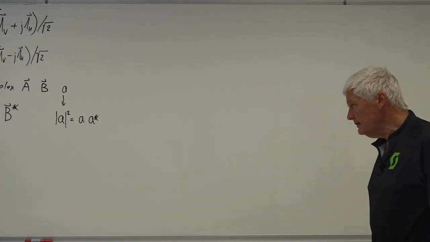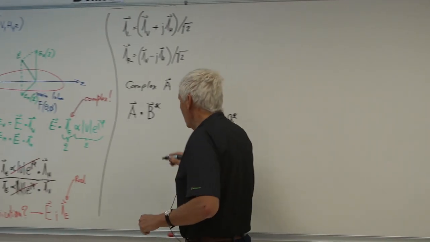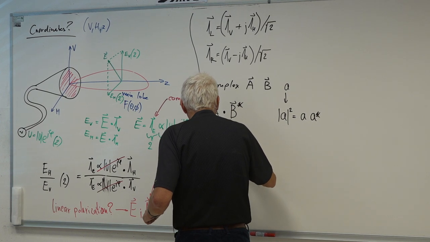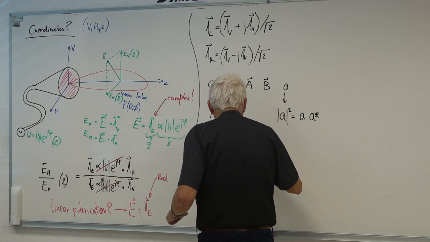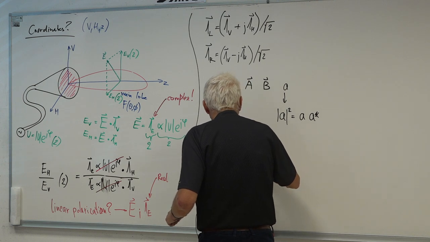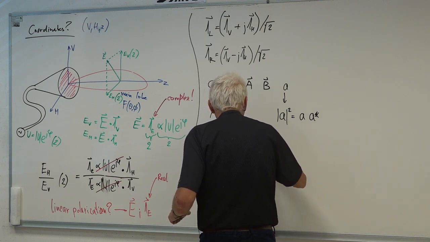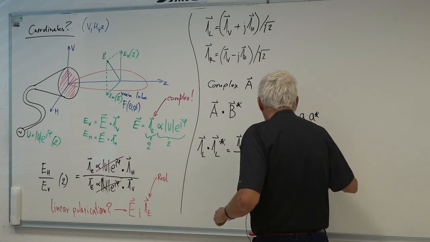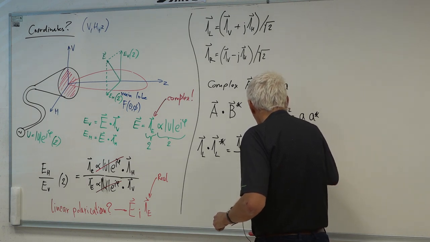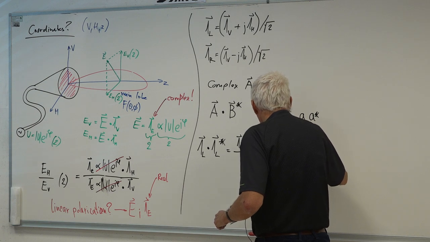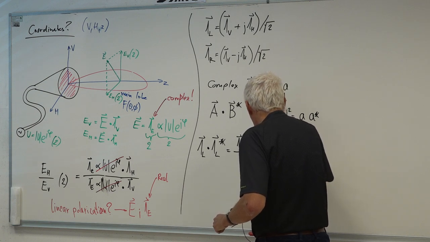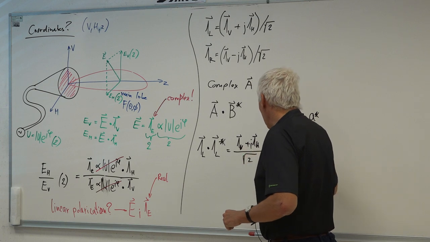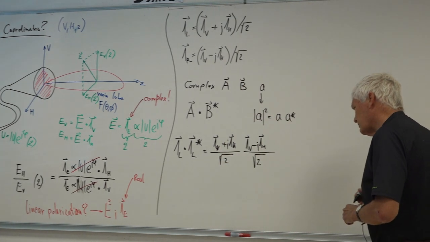And if I do it this way, then I get things correctly, like 1 left times 1 left complex conjugated. What is this? So I have square root of 2, 1v plus j1h, multiplied by the second ratio, square root of 2, 1v minus j1h, because the complex conjugate flips the sign of the imaginary part of the vector.